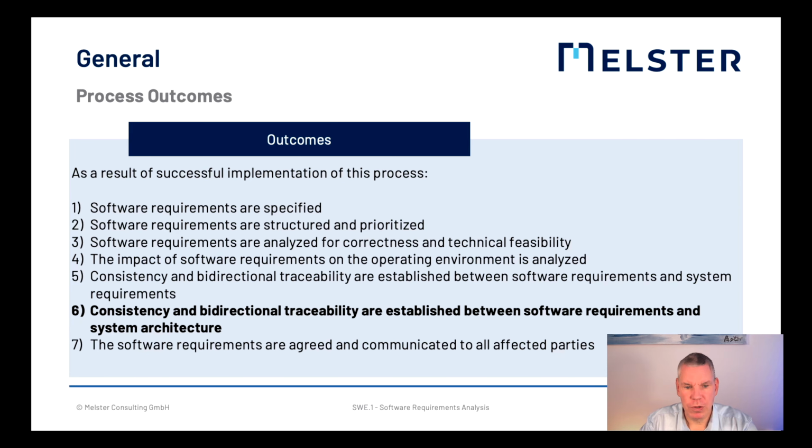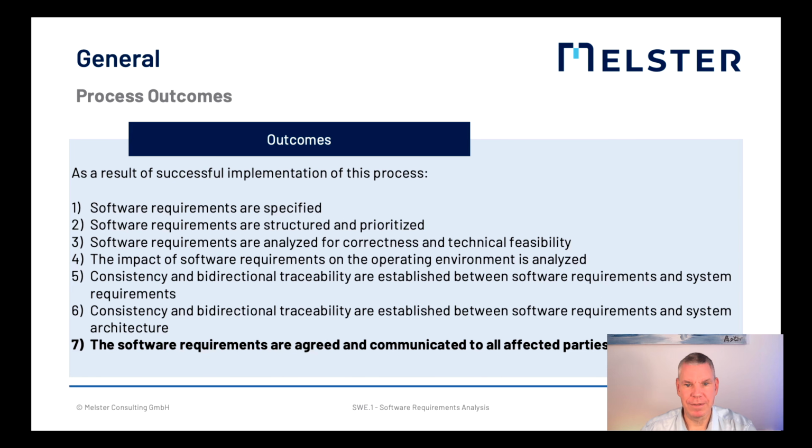Outcome number 6, the consistency and bidirectional traceability are established between software requirements and system architecture. This check is done to ensure that the software requirements reflect the expectations which are documented in the system requirements and in the system architecture. So it is checked that the software requirements do not contradict the system architecture or the system requirements, among other questions.